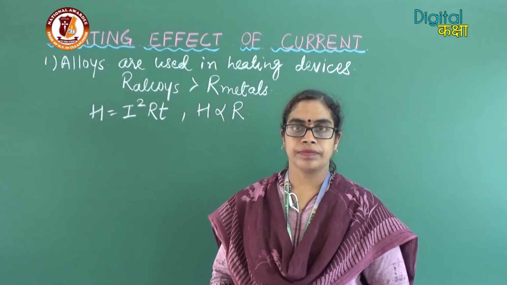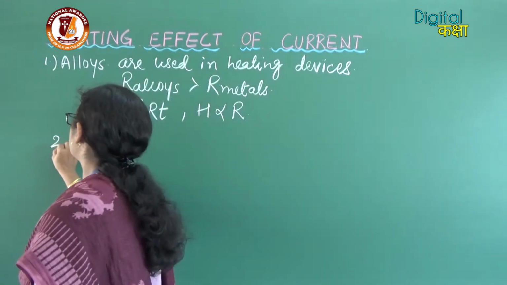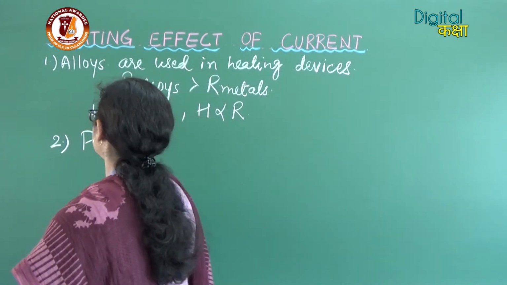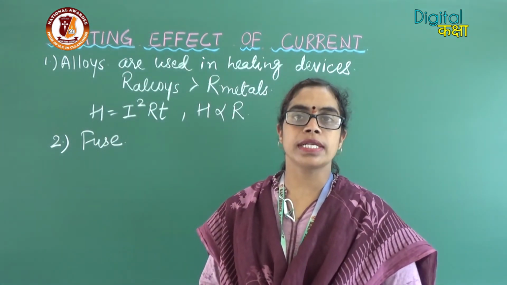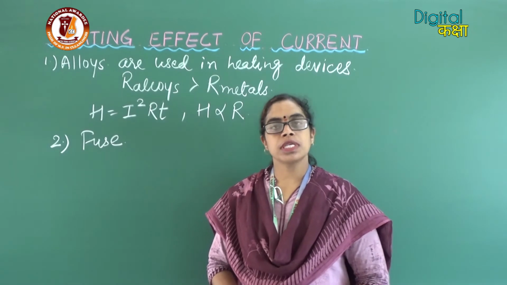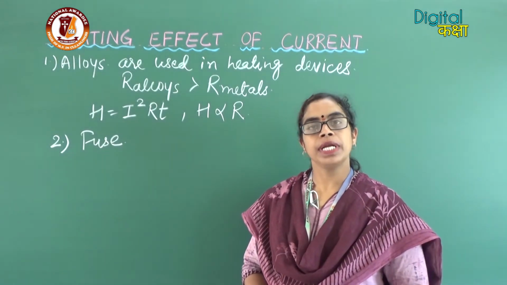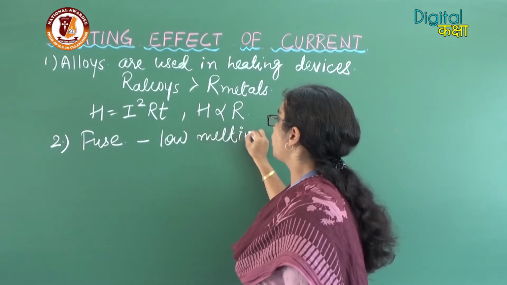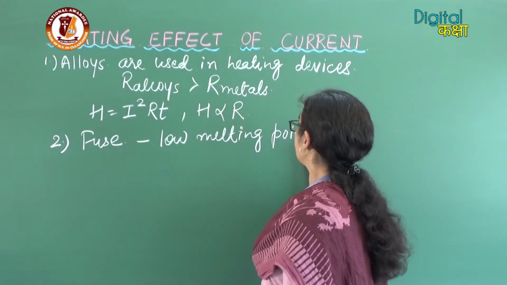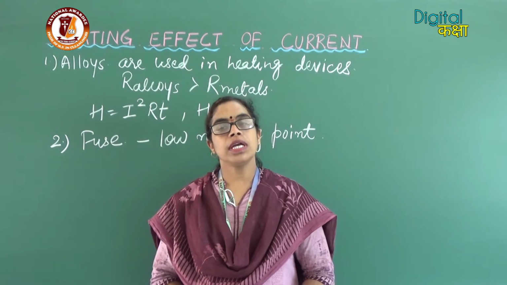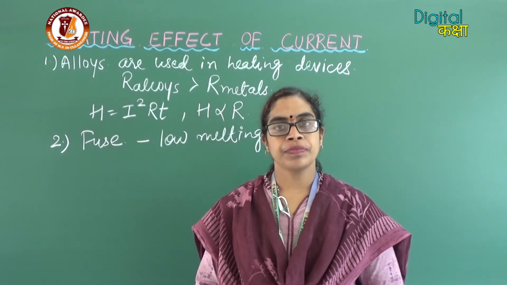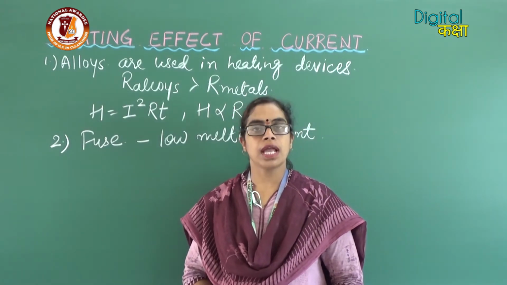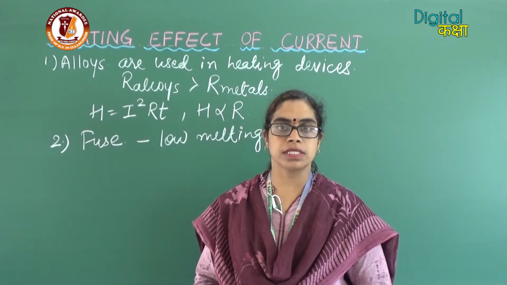oven, etc. The second application for the heating effects of current is the device which we use in the domestic circuit and is called the fuse. Fuse, it is a wire which is made up of a substance with low melting point. The wire which brings the current to all the appliances in the domestic circuit is called the live wire. The fuse is connected between the live wire and the electric appliance.